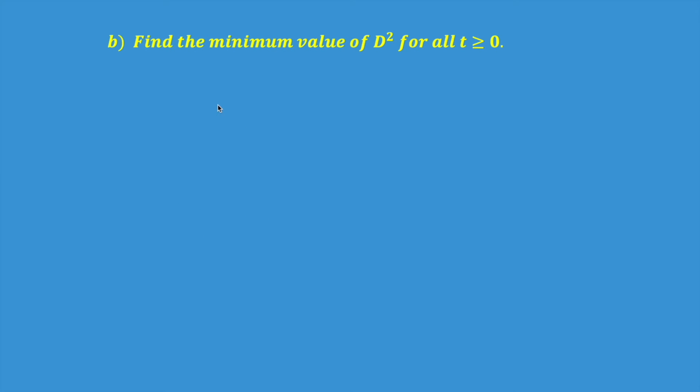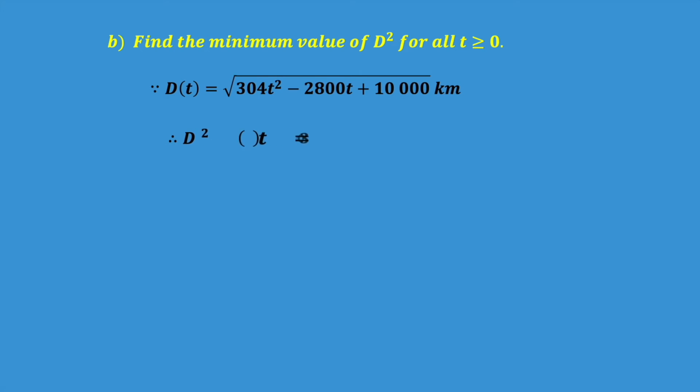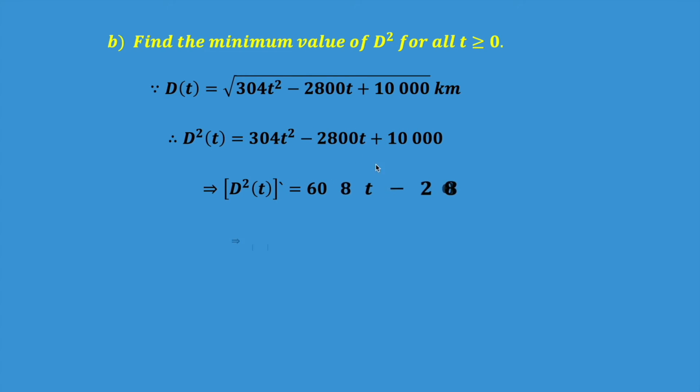Now the second part is to find the minimum value of d squared for all t greater than or equal to 0. So for that, what will we do? We'll differentiate. First we need to square it, and that is 340t squared minus 2800t plus 10,000. Then differentiate, that is 680t minus 2800. Then equate the derivative to 0 and find the value t is equal to 2800 divided by 680. The minimum value.